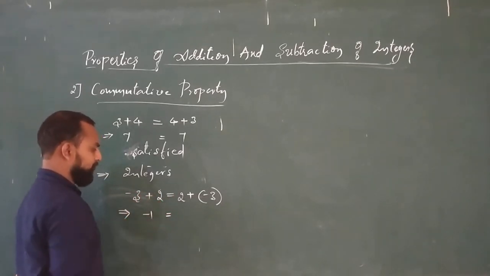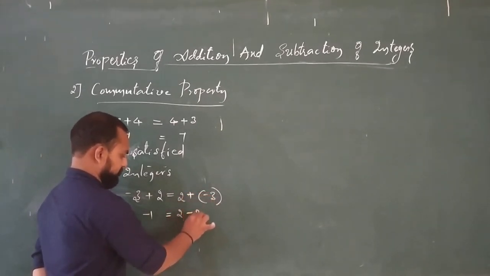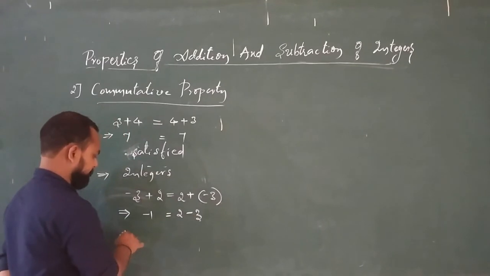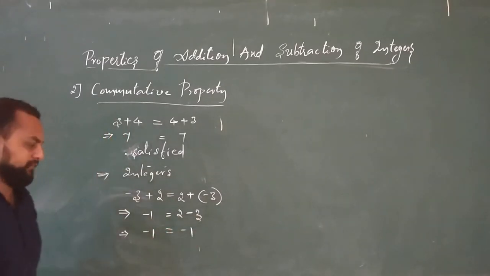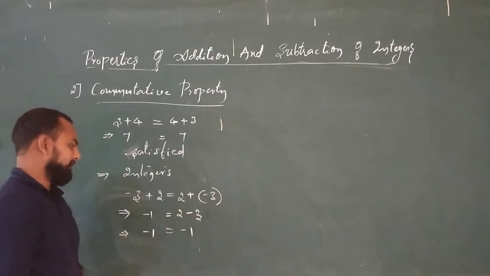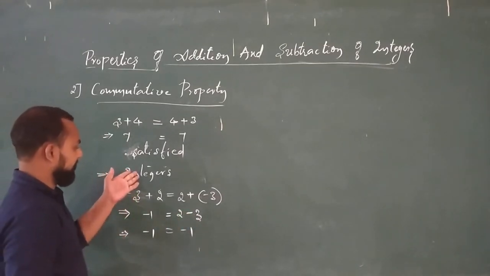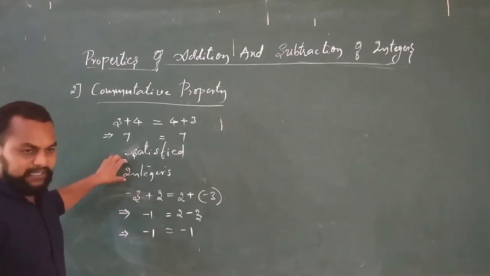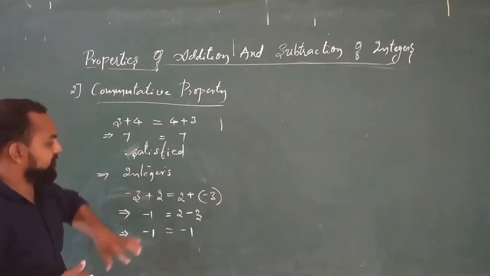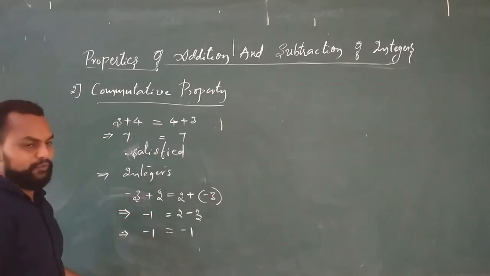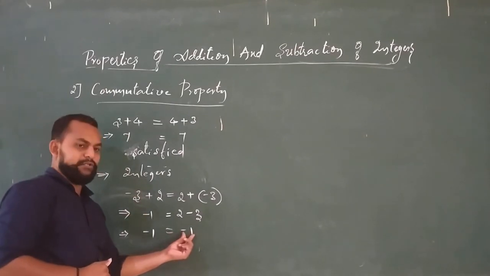Here the sum of 2 and minus 3 is minus 1. Minus 1 and minus 1 are equal, so the integers satisfy the commutative property under addition. Here minus 1 equals minus 1.